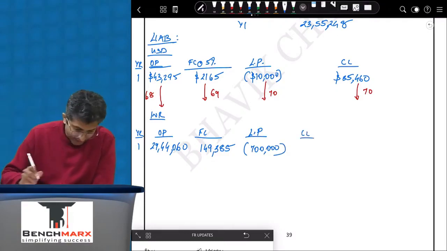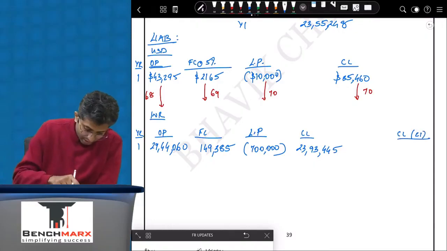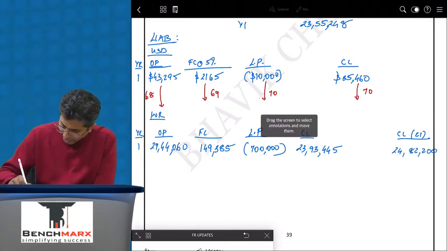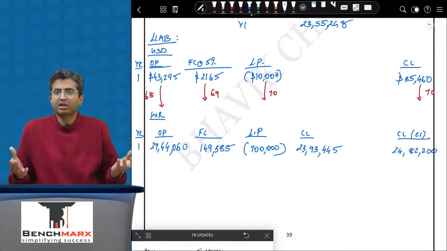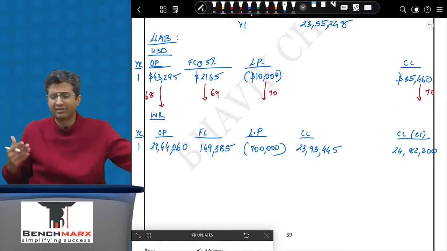and hence ideally your closing balance based on these workings should be 23 lakh 93,445. However, your actual closing balance as per Ind AS 21 principles is 35,460 into 70. So this is 24 lakh 82,200. Sir, why is it different? Well, ideally it should be the same. However, why is it different? Well, because you have used different exchange rates. Opening you have taken 68, interest you have taken 69, lease payments and closing you have taken 70.